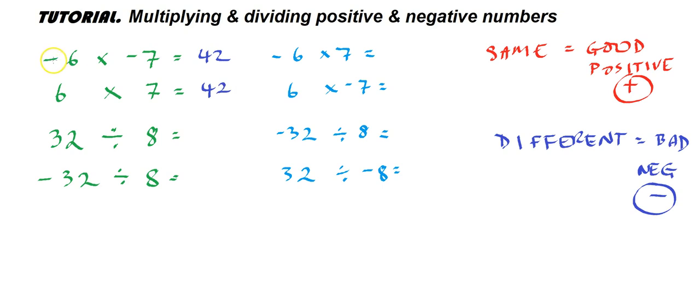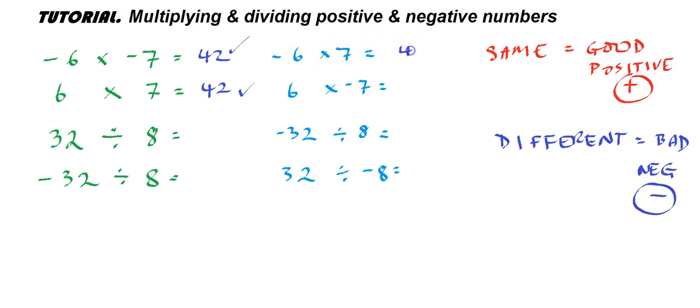So negative times negative, they're the same. That means it's positive. So 42 is correct. 6 times 7, that's 42. And it's positive times positive, they're the same. So there you go.